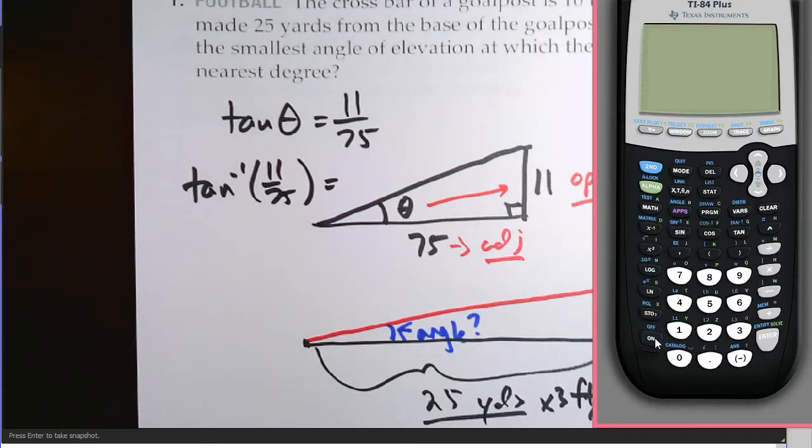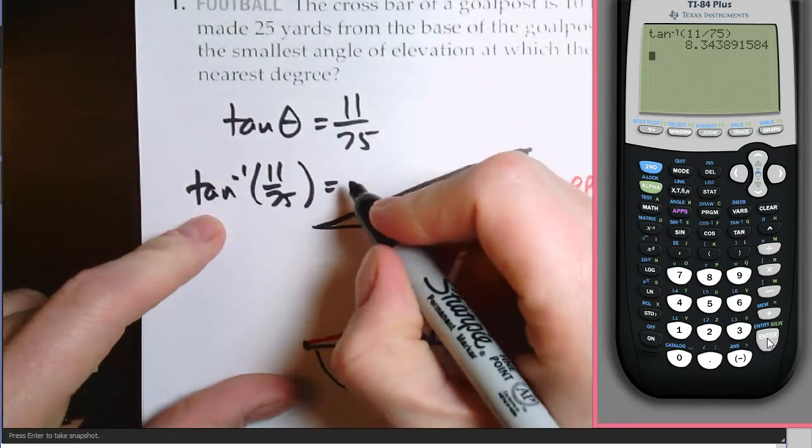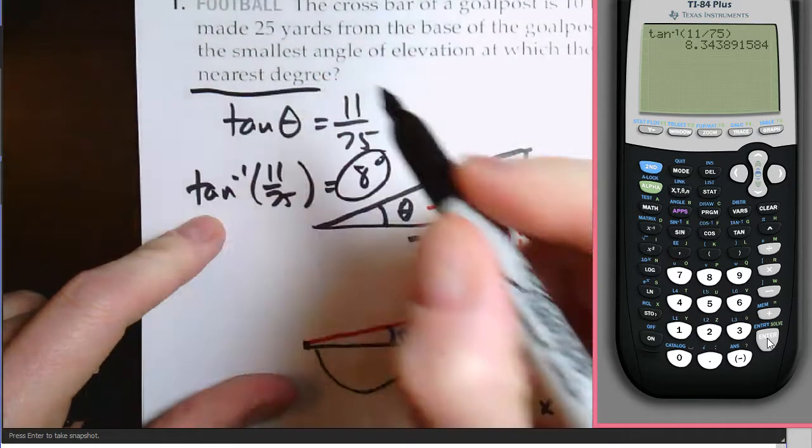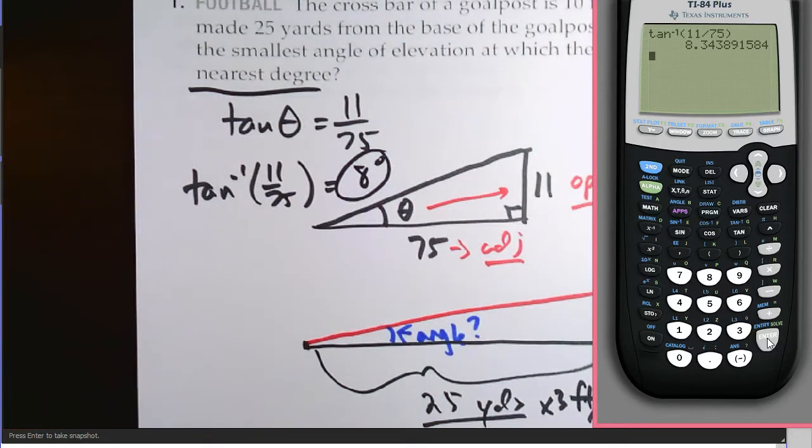So turn your calculators on. Make sure your mode is in degree. If you're using a scientific, it normally starts there. If you're using a graphing, it's normally what we call radian mode. So make sure you're in degree mode. And then we'll do second tangent 11 divided by 75. And we get 8.343. So it had to be at least 8 degrees to the nearest degree. That's how high we had to kick that. Okay, so that was the first example.